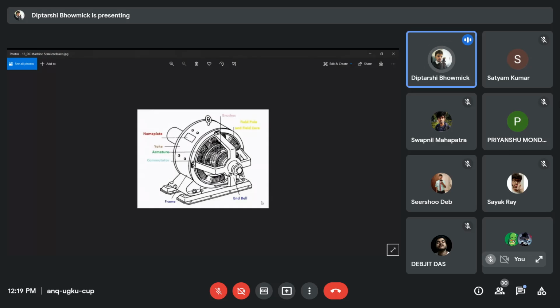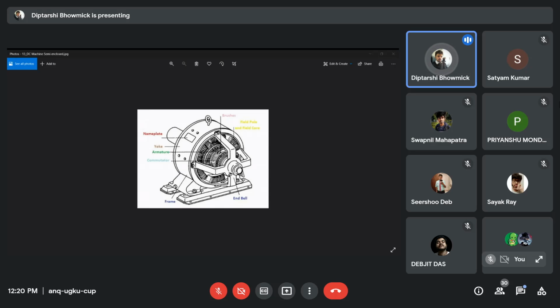But in this case, the end frame is not a closed frame. It is a semi-closed frame. That means it consists of only the bearings and the 4 arms. The arms are connected with the yoke or the body of the machine, and the bearings are there to hold the rotor, or to rotate the rotor. So this is a semi-enclosed type DC machine, and in our case, the type of the end frame is also semi-enclosed.